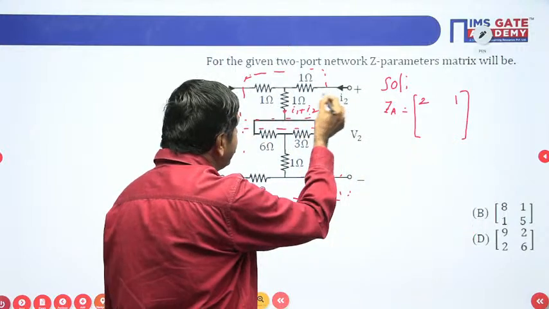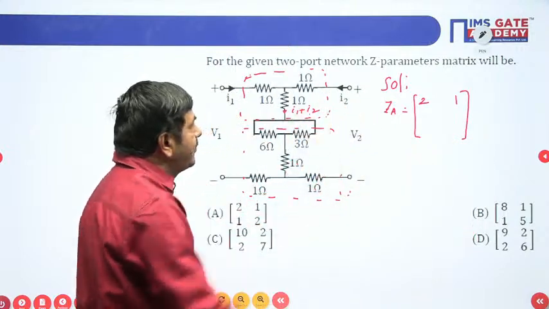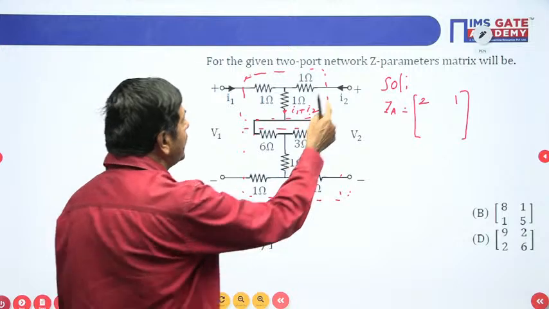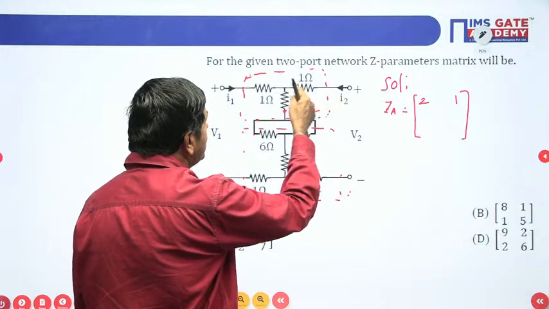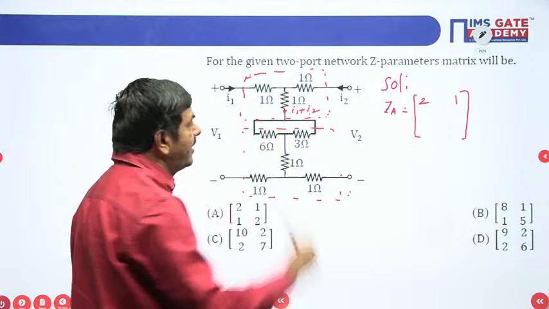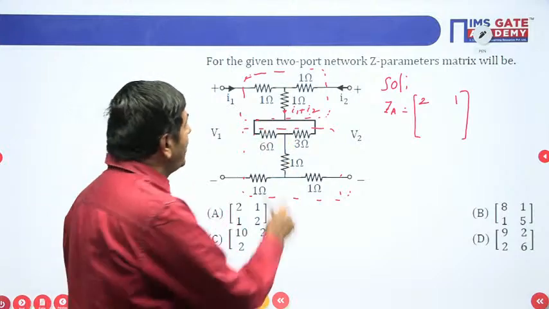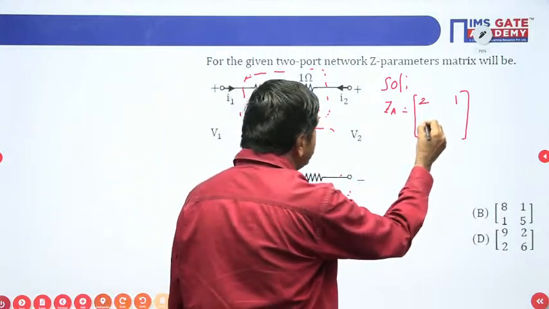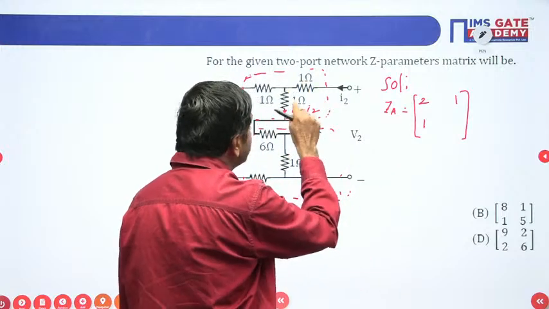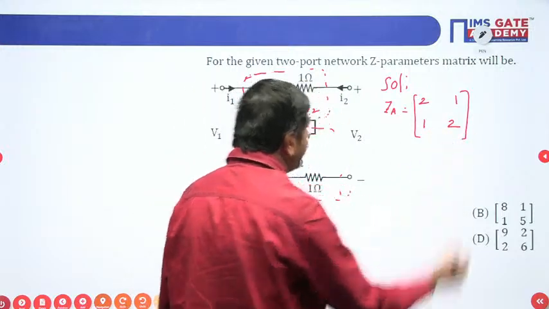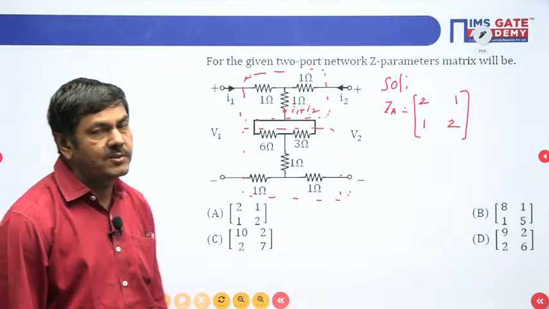By applying the KVL in this path, I can find one more equation. When I go this side, 1 into I2 plus 1 into I1 plus I2. So the I1 quotient is 1, the I2 quotient is 1 plus 1, 2. Finally, I am getting ZA equal to 2, 1, 1, 2.